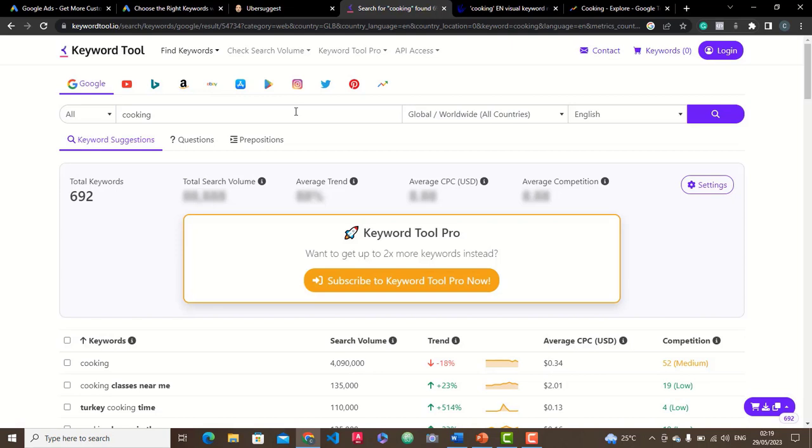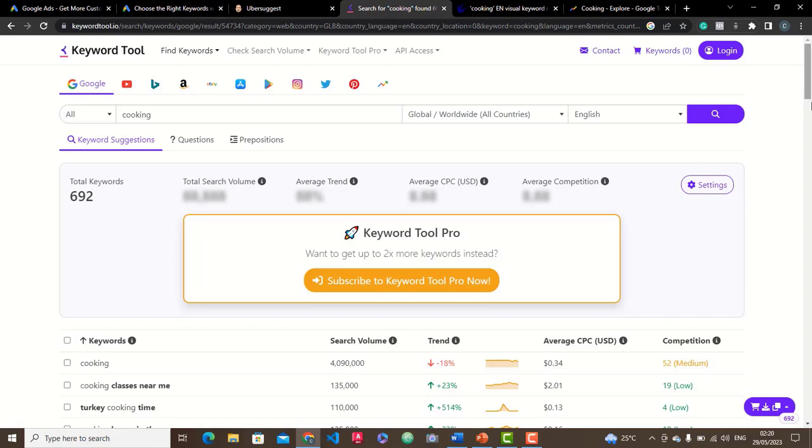Cooking class near me, cooking turkey cooking time. See the search volume, see the trend, look at the cost per click, and then the difficulty is very low. So if you want to write an article, you can write one on this turkey cooking time. You see that it has a very high search volume, and the difficulty is very low.